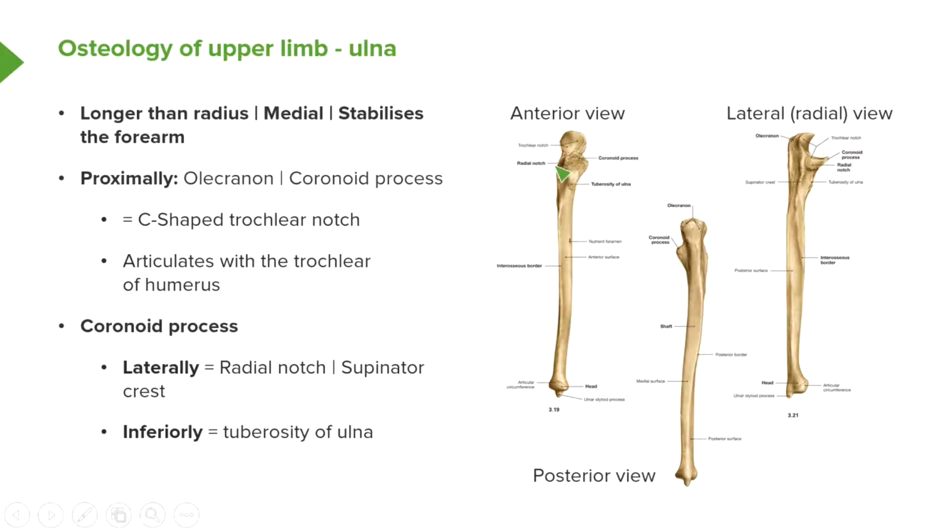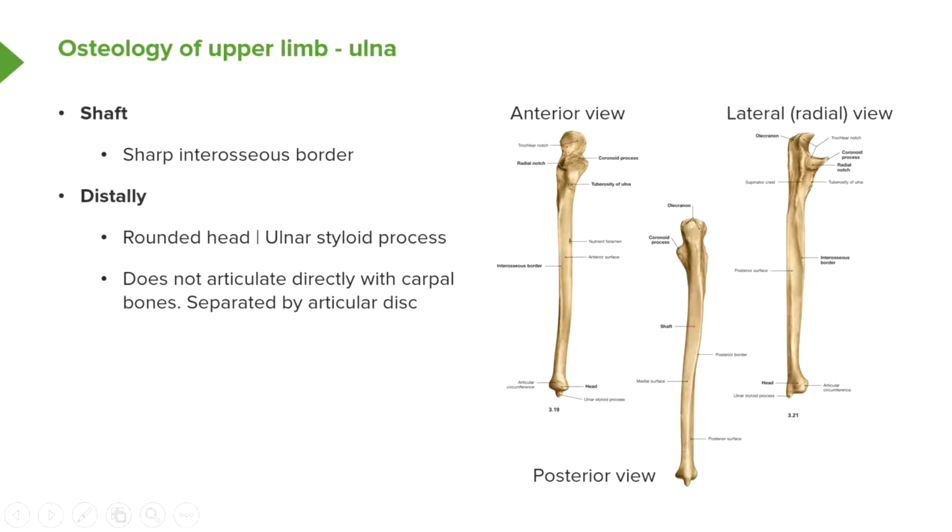Laterally, we can see we have the radial notch. We've got the radial notch here on this anterior view, and we've got the radial notch here on this lateral view. And that's important because that's going to receive the head of the radius. We also have this crest running down here known as the supinator crest, and that offers the attachment of supinator muscle. More inferiorly from the coronoid process, we find we have the tuberosity of the ulna, and we'll come back to that in a moment. So some important bony landmarks we can see on this proximal region of the ulna.